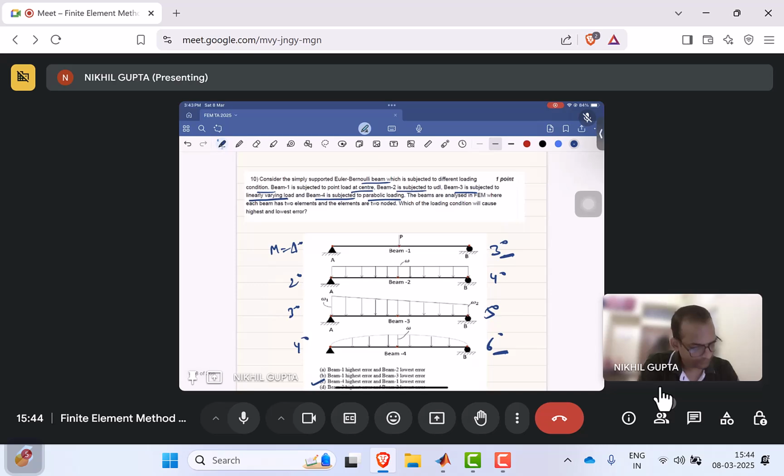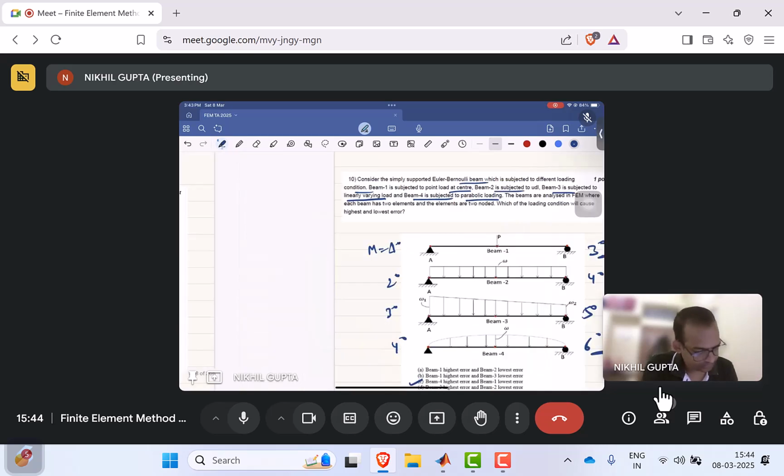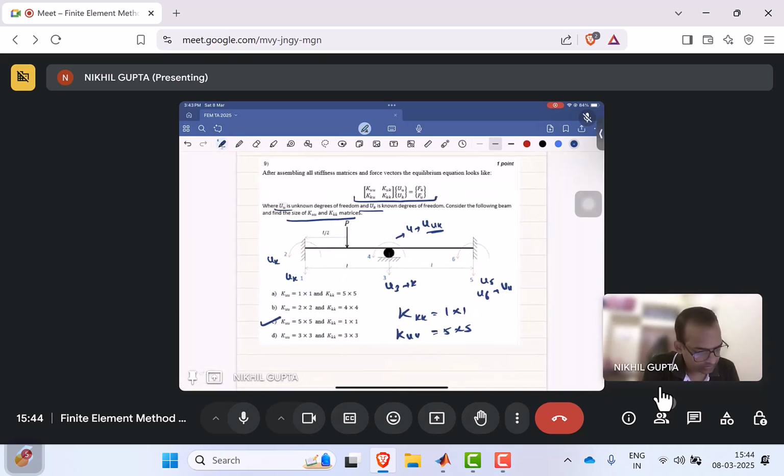Can you go back to the previous question? No, before this, question number 9. So I think the matrix KUU should be 1 cross 1, no? KUU should be unknown, known. Yes, it should be. I think you have just flipped it. Known is 5 5. Okay, so answer will be reversed. So known is 5 5. Unknown is 1 1. Yeah, correct. I just mixed up the K and U.